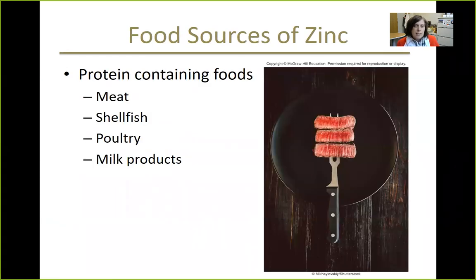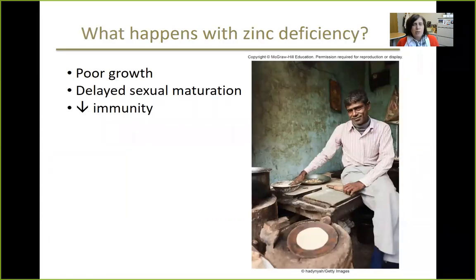Where can you get zinc? Protein-containing foods are a great source of zinc, so things like meat, shellfish, poultry, milk products. What happens if you don't get enough? We do know that, especially in countries where depending on what they're consuming, they may not be getting enough zinc. We really don't see this in the United States very often, but we do see it still in some countries outside of the US.